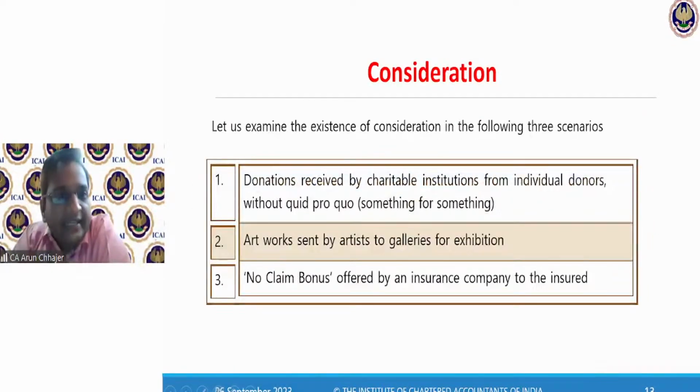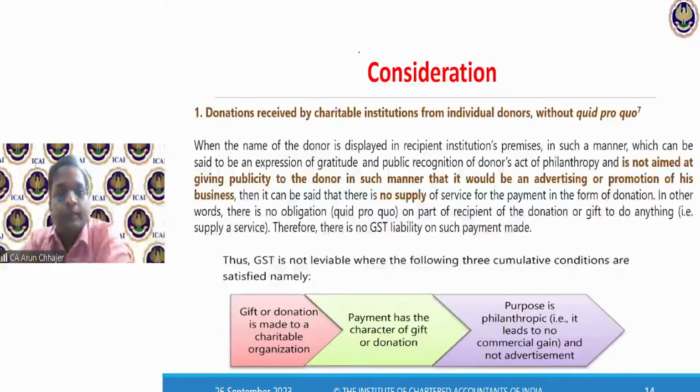Now we will understand these 3 examples, or terminologies: donation received by the charitable institute, artwork, and no claim bonus with respect to the consideration. And then we'll take a break of 15 minutes. Ashok ji, we will take the break of 15 minutes at 7:20. ठीक है, 7:20 पर लगभग हम लोग ब्रेक लेंगे.